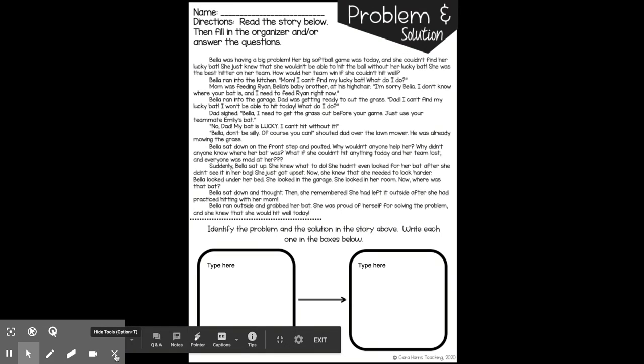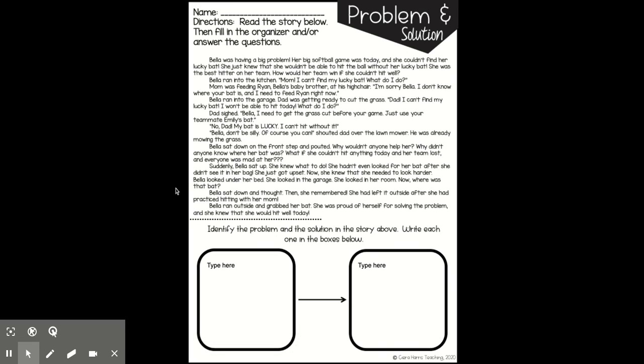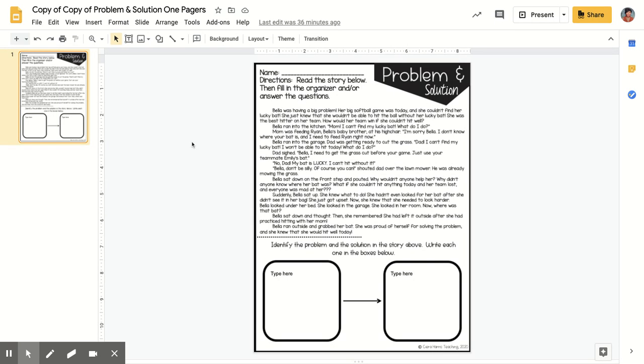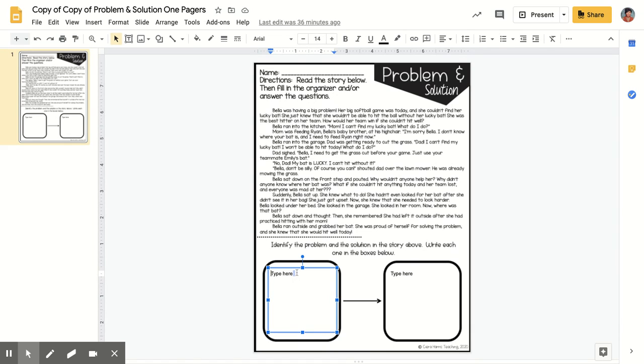So let's look. The main problem that Bella had, and we're going to type this in, is that Bella could not find her, and I'll write this in big letters, her lucky bat. So what was her solution?